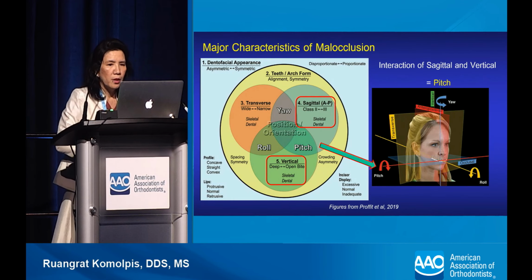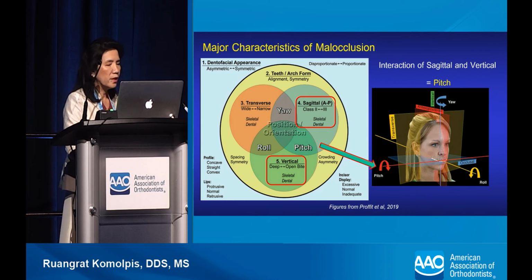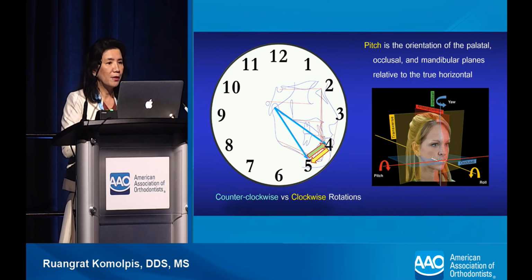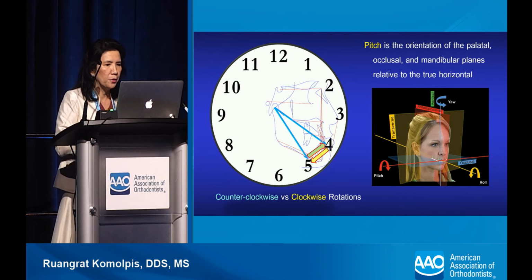In this diagram showing major characteristics of malocclusions, the circles represent the 3 planes of space. The circle of malocclusion in anterior posterior or sagittal planes, which are class 2 or class 3, and the circle of malocclusion in the vertical plane, which are open bite and deep bite. Where they overlap between AP and vertical problems, we represent the pitch orientation. The pitch is the orientation of the palatal plane, occlusal plane, and mandibular plane relative to true horizontal.